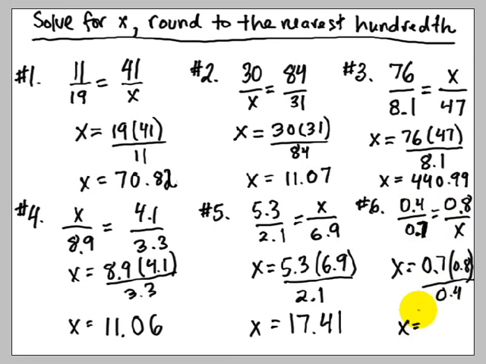And what does this turn out to be? 0.7 multiplied by 0.8 divided by 0.4. You get 1.4. And that's an exact answer, so I don't need to put a 0 there. This is not a rounded number, so. Okay, so those are my 6 answers.